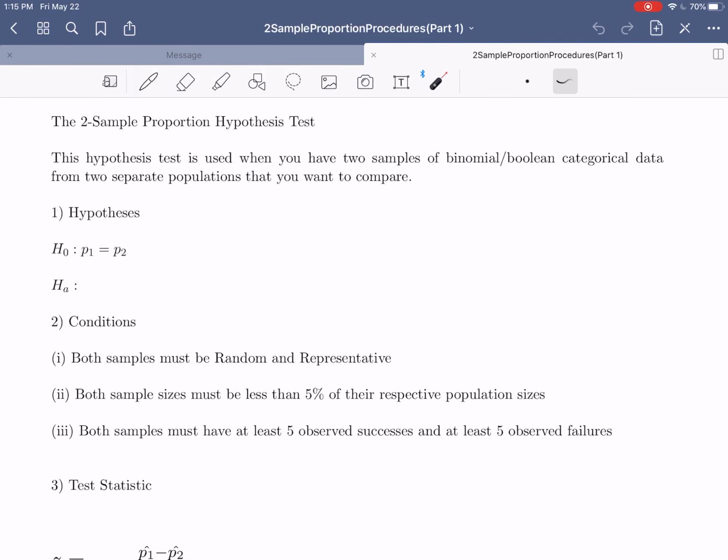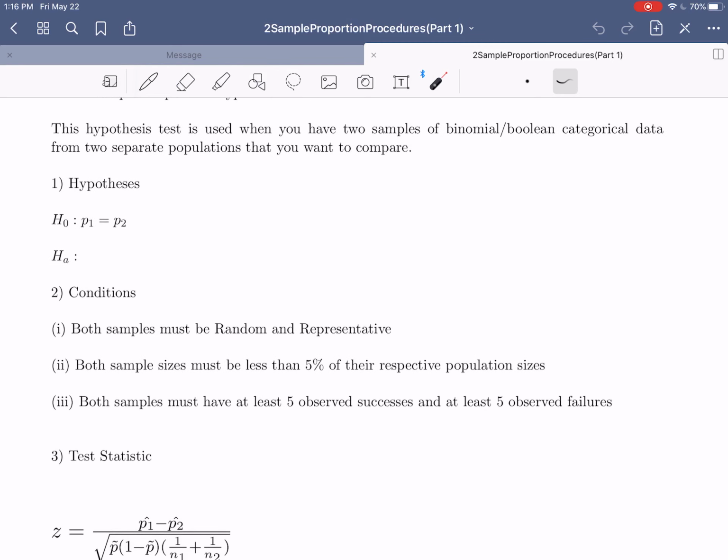So to begin with, we're going to talk about the two-sample proportion hypothesis test. This hypothesis test is used when you have two samples of binomial or Boolean categorical data from two separate populations that you want to compare. So again, categorical data where people were only given two options, and those two samples are coming from two separate populations, and you want to compare those. So let's go ahead and look at the 5 pieces of this hypothesis test.